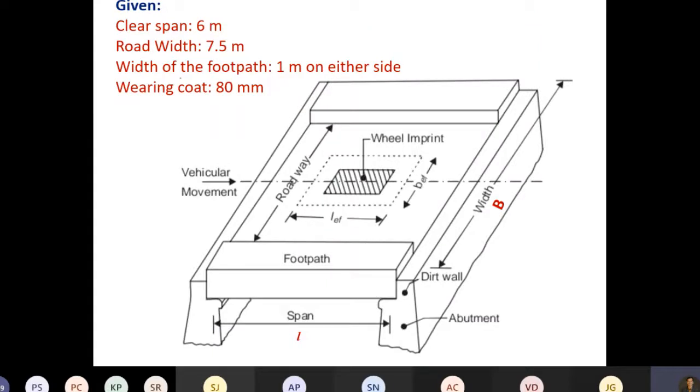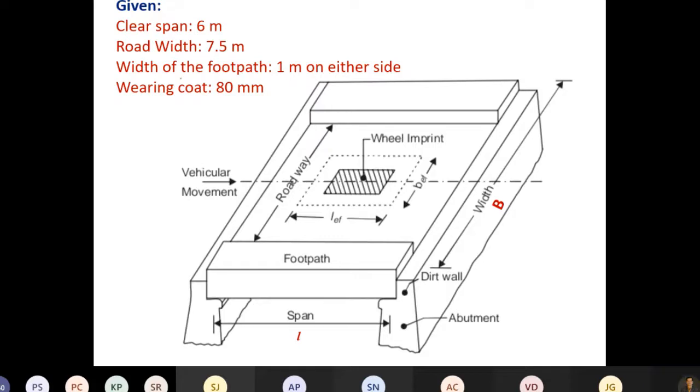See this figure. What we have to design? This is a simple figure. The clear span is 6 meter, that is given. That is the distance between the two supports. Road width, that is capital B, is nothing but the width where the vehicles are moving. That is the road width.